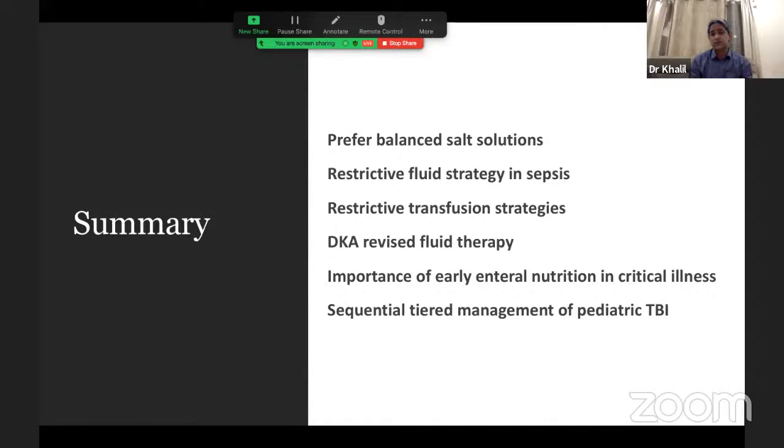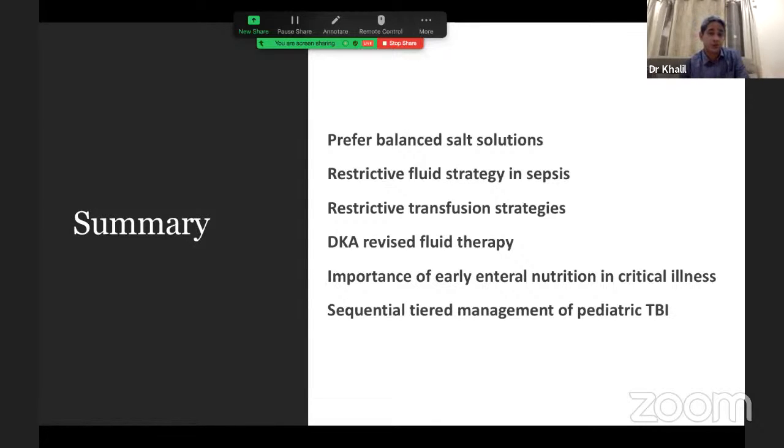Transfusion strategies, as we are all aware of the need to optimize our transfusion targets. Again, the trend is towards conservative numbers. In DKA, we have seen from the PECARN and the FLUID trial that the role of fluid boluses and the type of fluid has no bearing on the development of neurocomplications. And the importance of early enteral nutrition can't be overemphasized.